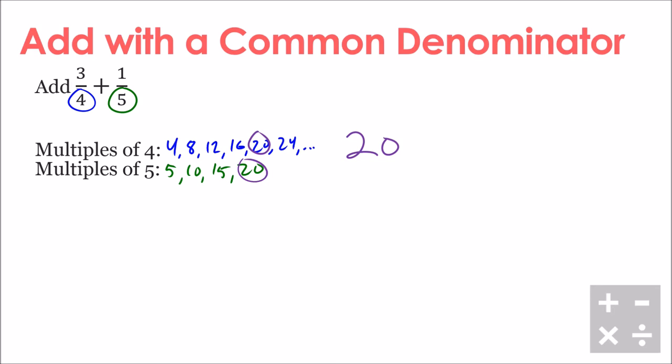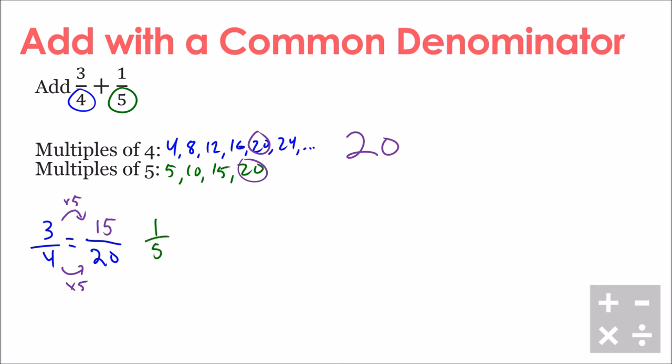So I want to deal with 3/4. We want it to be written equivalent but out of 20. So how would I get from 4 to 20? I'm gonna multiply it by 5. And what I do to the bottom, I have to do to the top, multiply by 5. 3 times 5 gives me a nice 15. Perfect, we have it out of 20, and we're ready to move on to 1/5.